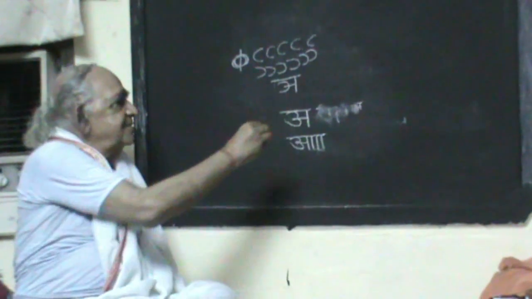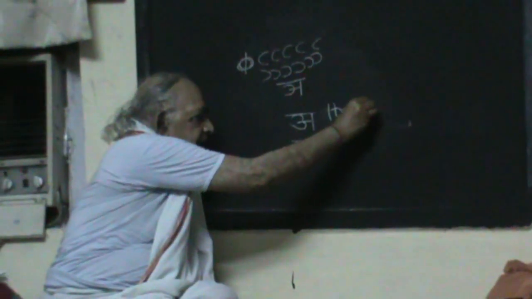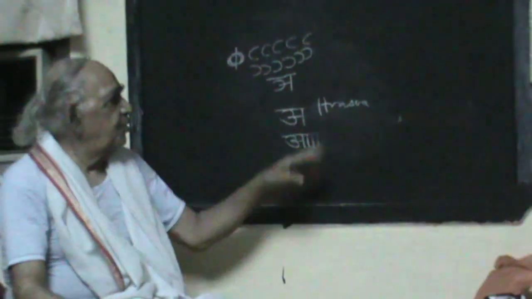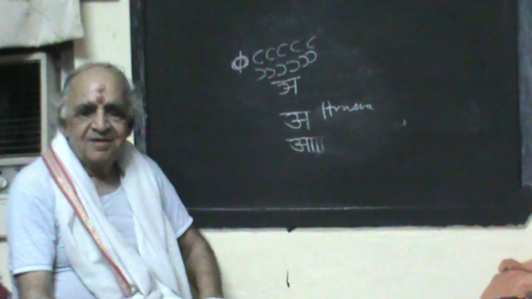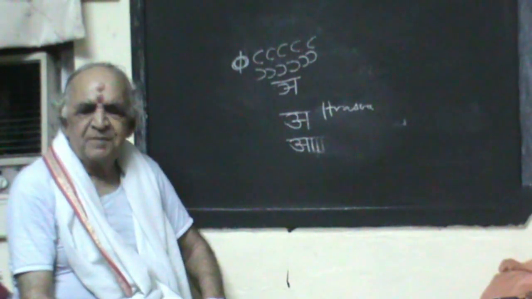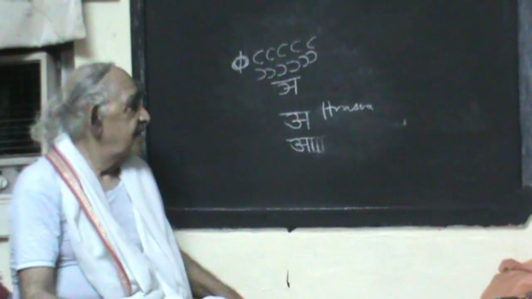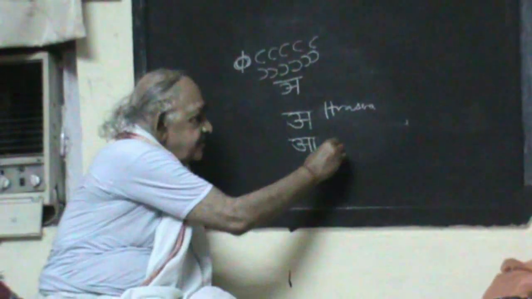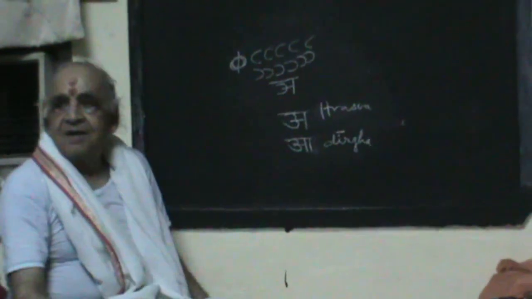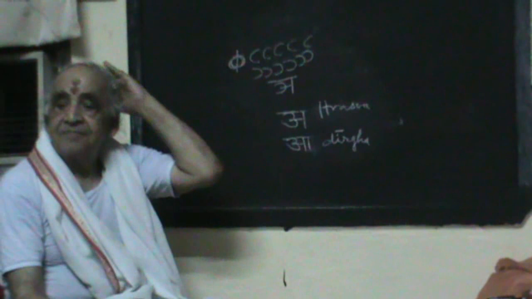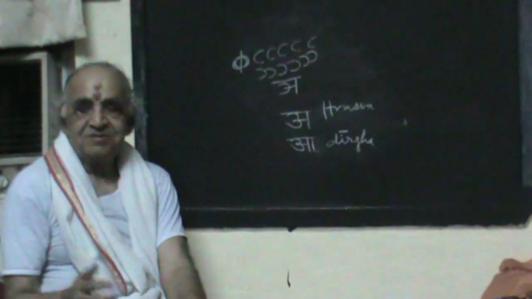Okay. So this one is called in Sanskrit Hraswa. It comes from Hras root, Hras. So Hras means to decay, Hras means to abridge. Means only one line, one beat, Hraswa. And this long A is called Dirgha. So two beats, Dirgha. Dirgha means long.